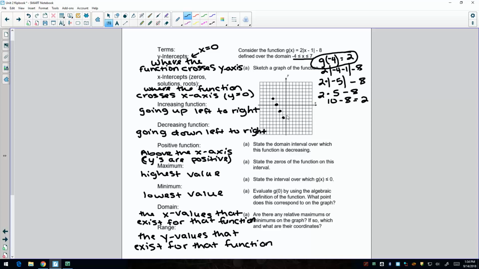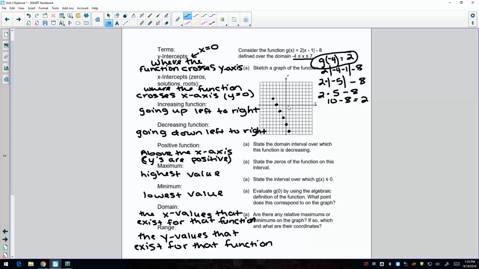So 1, 2, 3, 4, 5, 6. 1 minus 1 is 0. The absolute value of 0 is 0. 0 times 2 is 0. Minus 8 is -8. So that's down here, 1, -8.